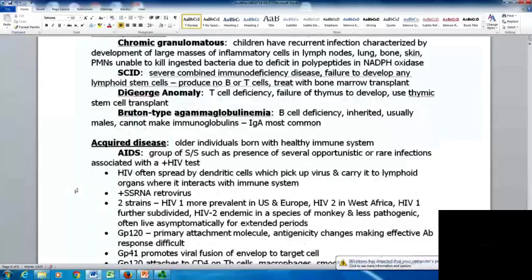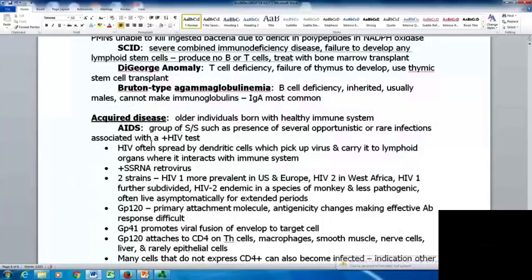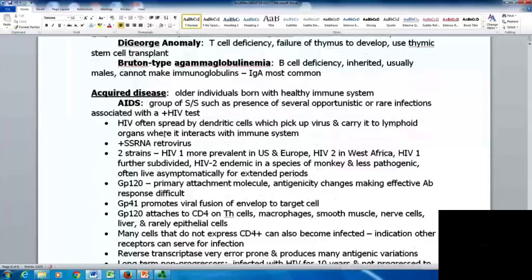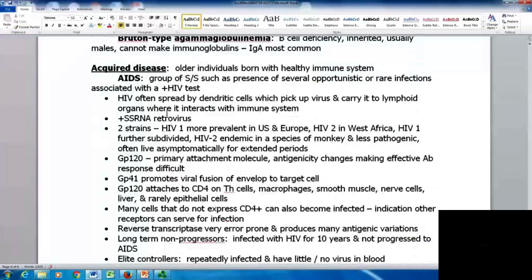So with acquired diseases, these will occur in older individuals born with healthy immune systems. So one that we look at as our example here is AIDS, acquired immune deficiency syndrome. It's a group of signs and symptoms such as the presence of several opportunistic or rare infections that are associated with an HIV positive test. So HIV usually gets spread by the dendritic cells, which are going to pick up the virus and carry it to the lymphoid organs, where it has a chance to interact with the immune system.